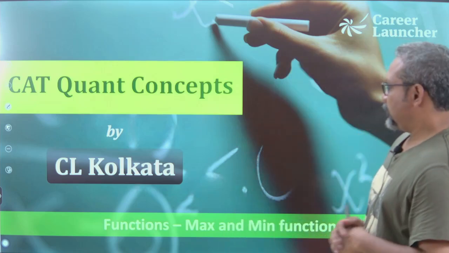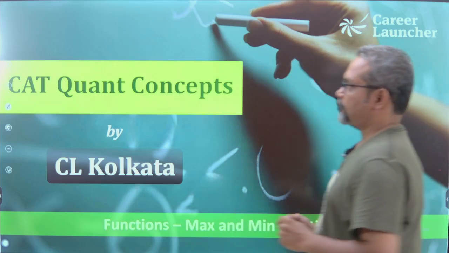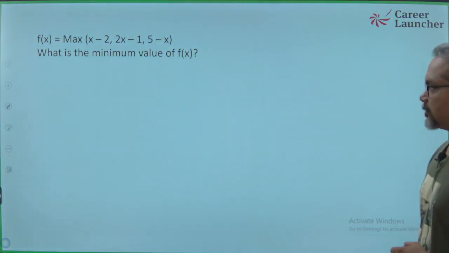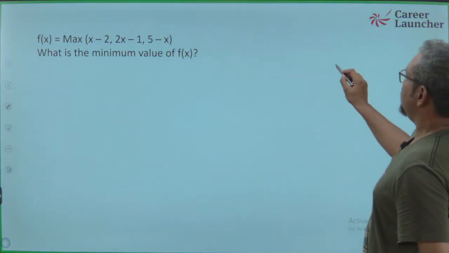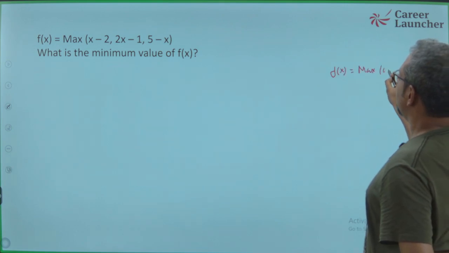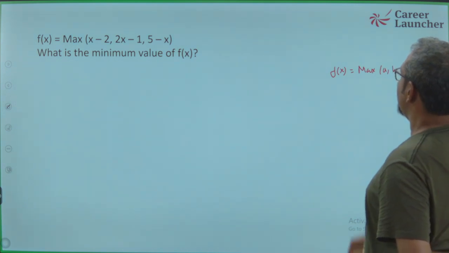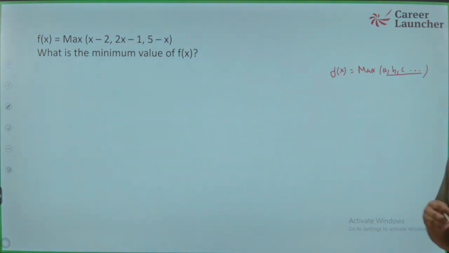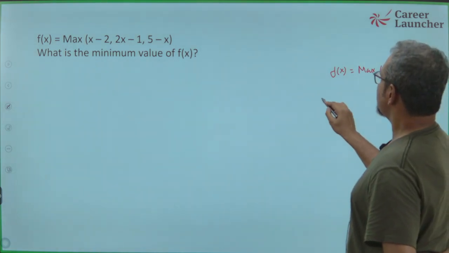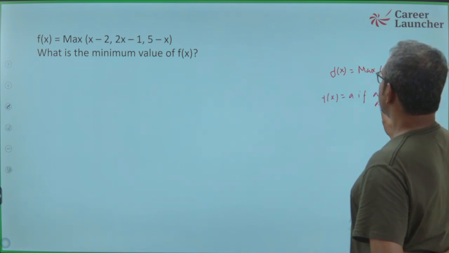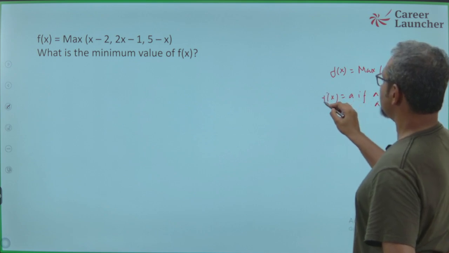In this video, we will be looking at max and min functions. So, we will take an example and try to explain what this is. If I write f(x) is max of a, b, c, what this basically means is whichever of the three of these is the larger value, f(x) will become that. So, f(x) will be equal to a if a is greater than b, a is greater than c, and so on. Okay, that's what it is.